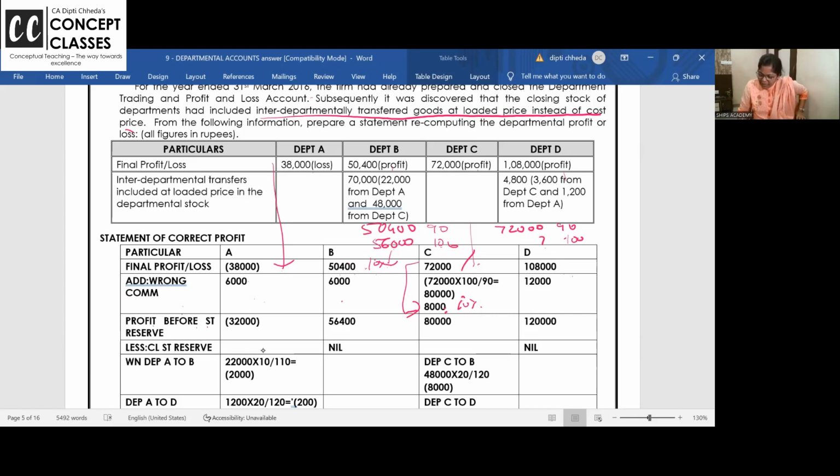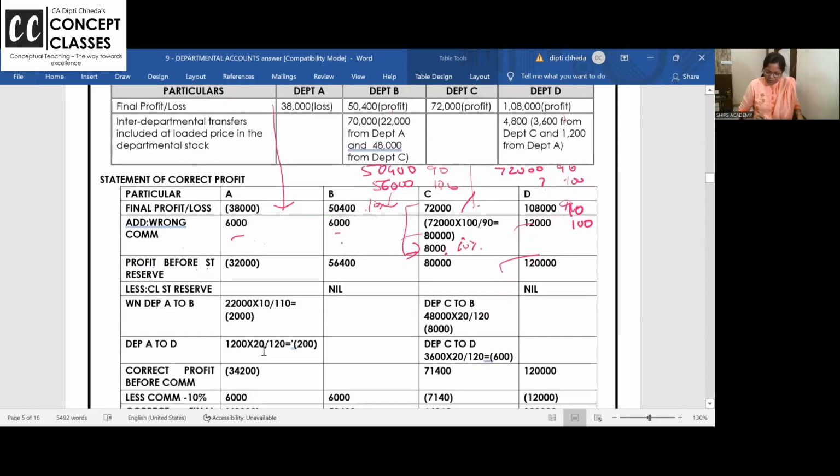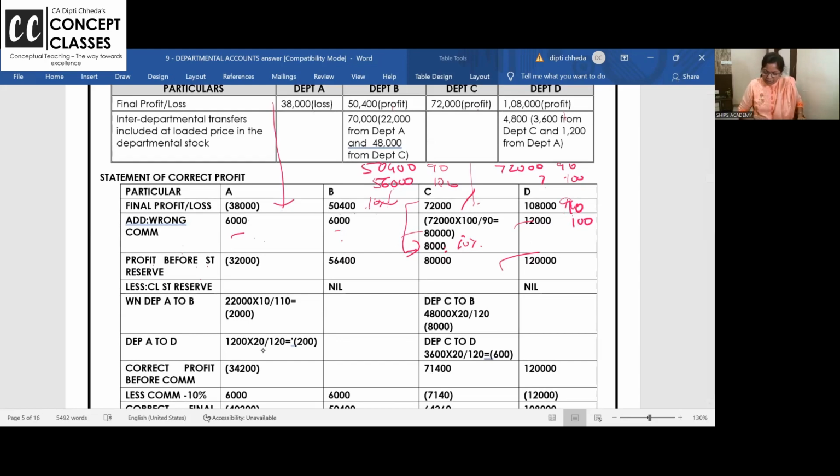Same way, 1,08,000 is 90. What is 100? Pick up your calculator. 1,08,000 is the profit after commission. So into 100 divided by 90. 120. 120 is the correct profit before commission. Add back the commission. And in case of losses, so 6,000 ही आएगा. Clear है आप सबको? चलो. Now you have got the correct profit before commission.